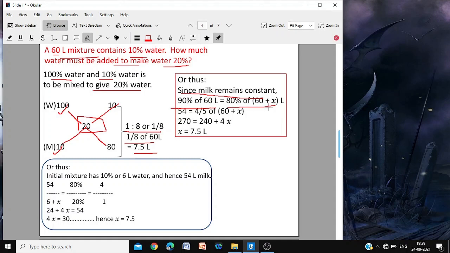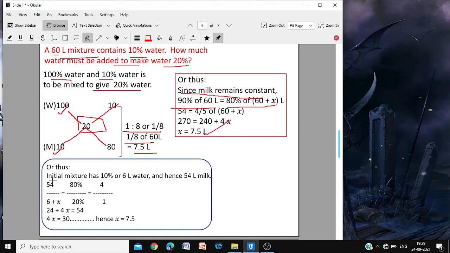Now you have added X liters of water. The total mixture is 60 plus X. So 90% of the original 60 liters was milk. And now 80% of the new volume, 60 plus X liters, is milk. And since milk remains constant, the two should be equal. So equating the two, you can get X equal to 7.5.